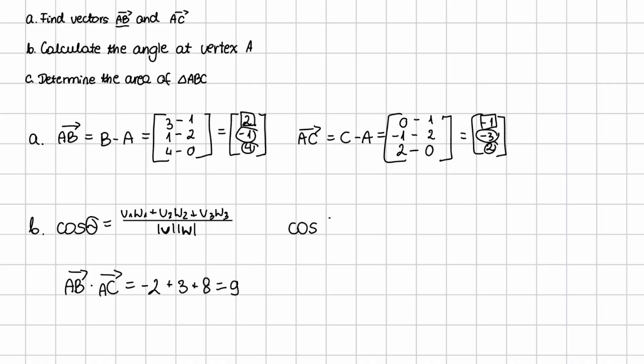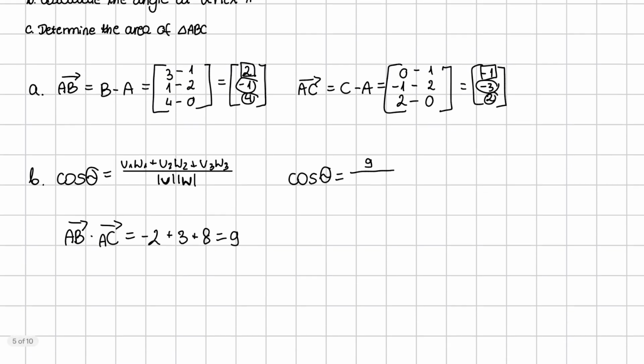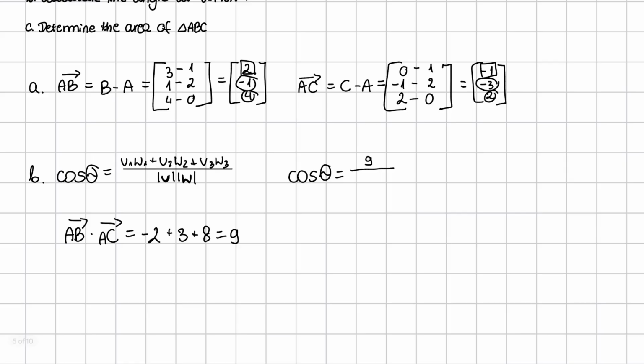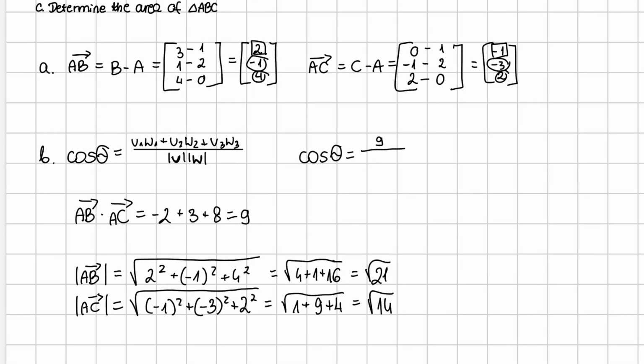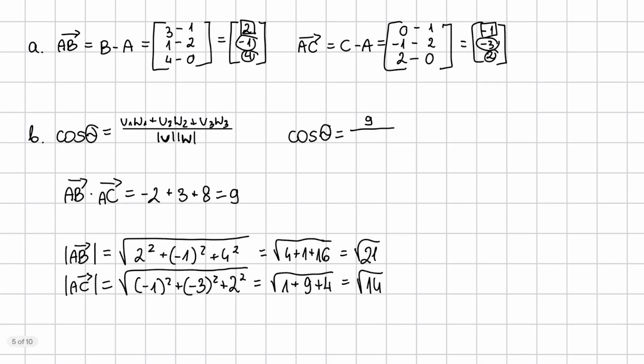So we have cosine theta equals 9 over, and now we have to calculate the magnitudes of both vectors AB and AC. These are our answers calculated from the formula for the magnitude of a vector. It's better to leave them as exact values because that's not our final answer. Now we substitute them into the denominator, so square root of 21 times square root of 14.